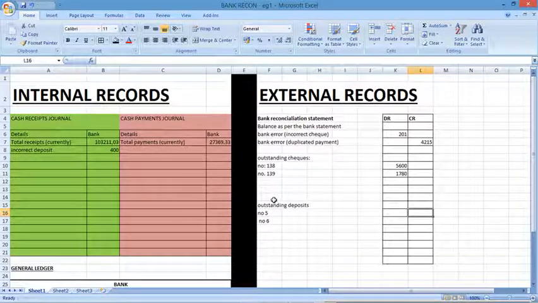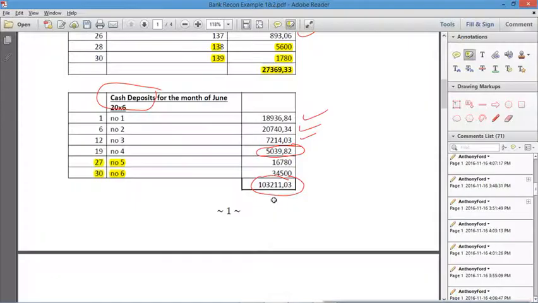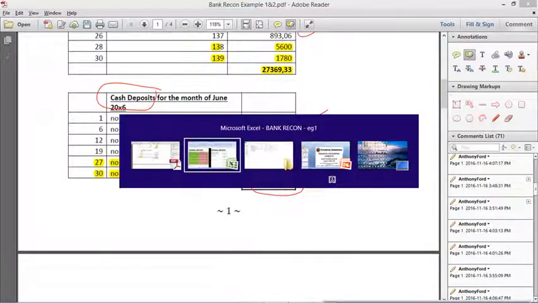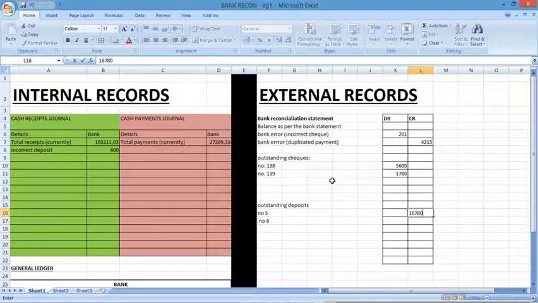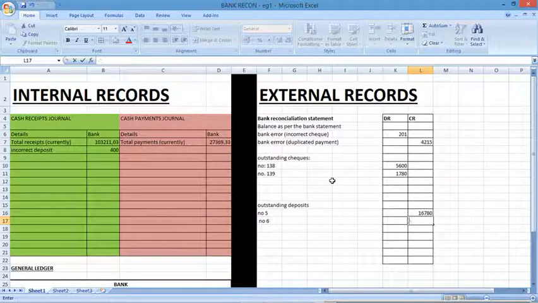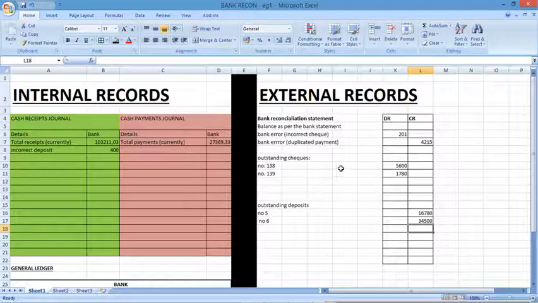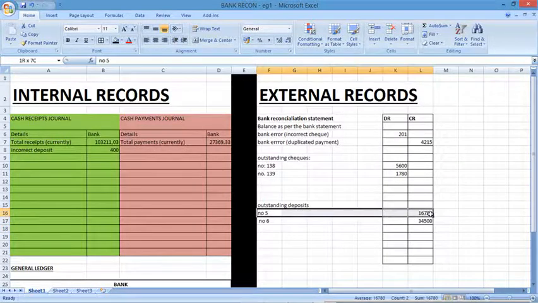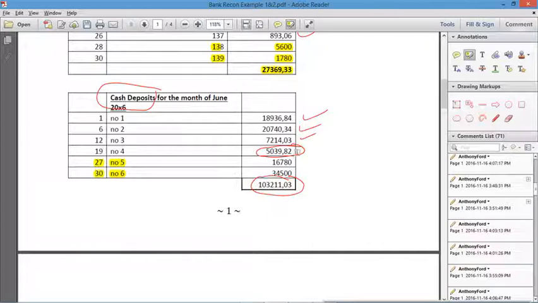So those deposits are going to be deposited in the future. Yeah. And it'll be cleared by the bank. So what will happen to our account? So increase. And how do I increase the bank statement? Credit it, because you'll debit your account. Credit, yes. Okay, so 16780 and 34500. Right. So what is that? Outstanding deposits. Yeah. Okay, now we've looked at that.